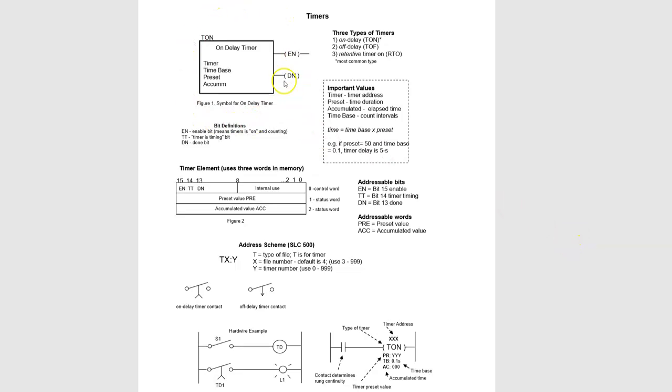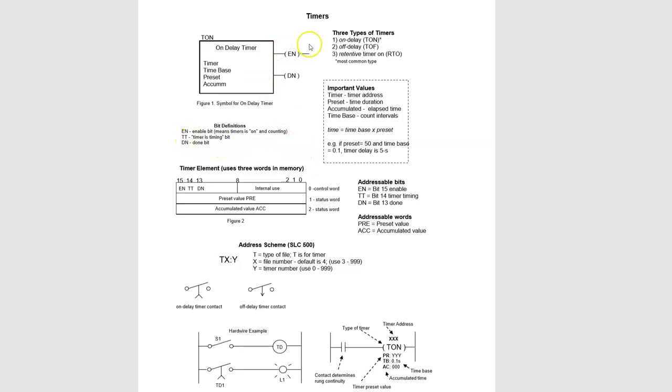Here's a symbol. You have access to these outputs here. These are defined over here, these bit definitions. So EN, DN, you have the enable, the done, and the TT. You can reference that. It's actually a bit that lives in the data table, so you don't have a physical output like you do here. If you want to use a TT, that stands for timer timing bit.